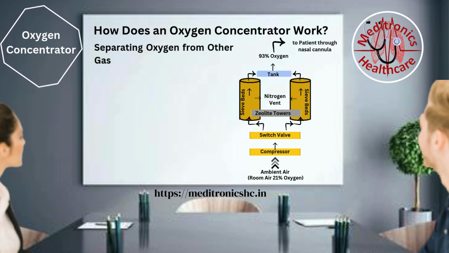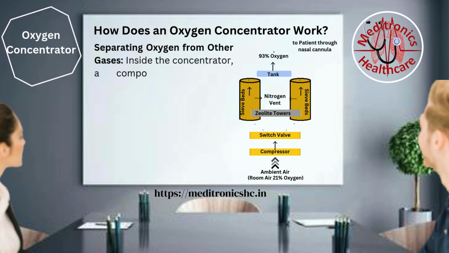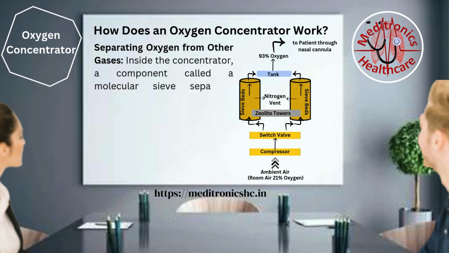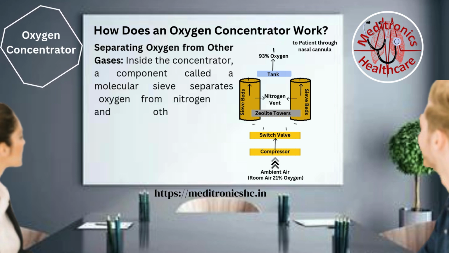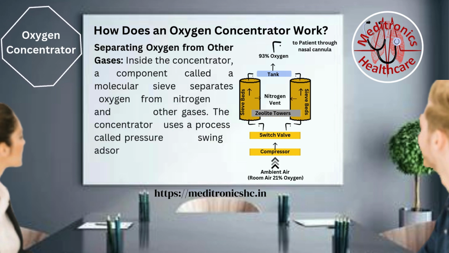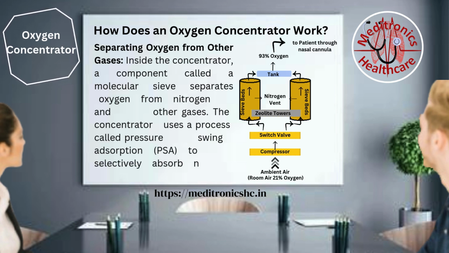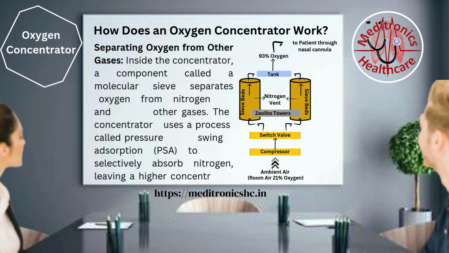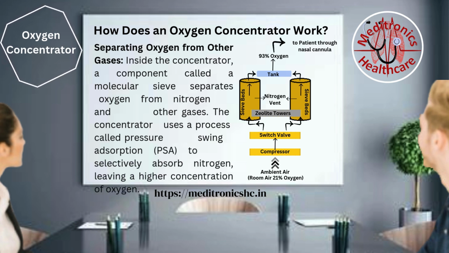Separating oxygen from other gases. Inside the concentrator, a component called a molecular sieve separates oxygen from nitrogen and other gases. The concentrator uses a process called pressure swing adsorption, PSA, to selectively absorb nitrogen, leaving a higher concentration of oxygen.